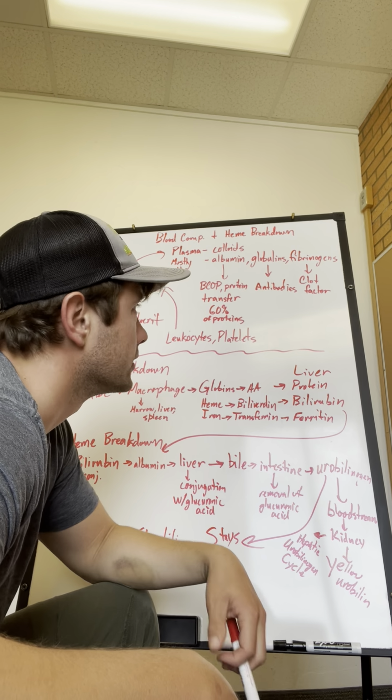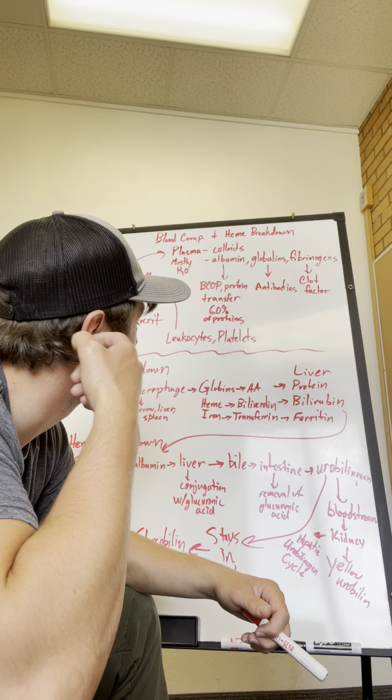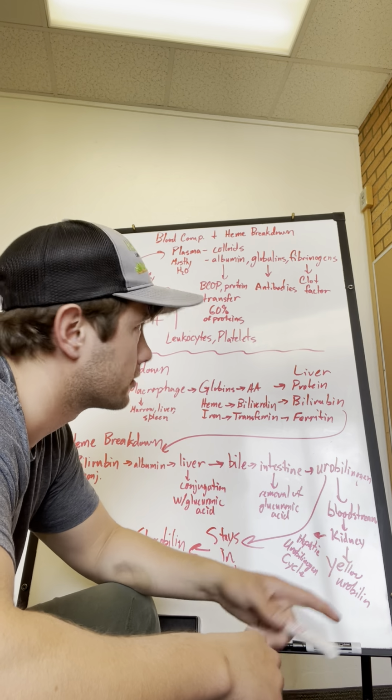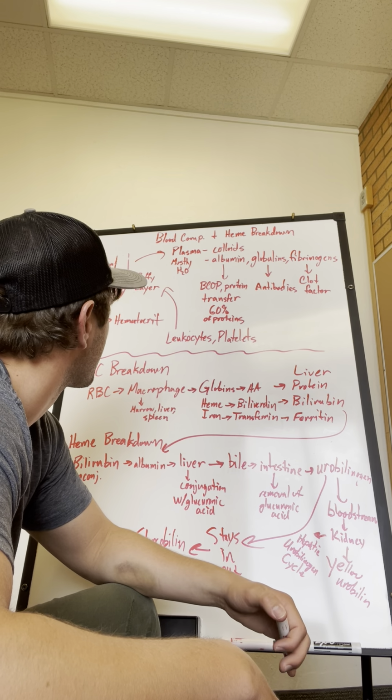Looking over at globulins, those are your antibodies. Pretty straightforward there. And then fibrinogens are just a clot factor, so if you do get injured, those will attach and cause a clotting cascade.